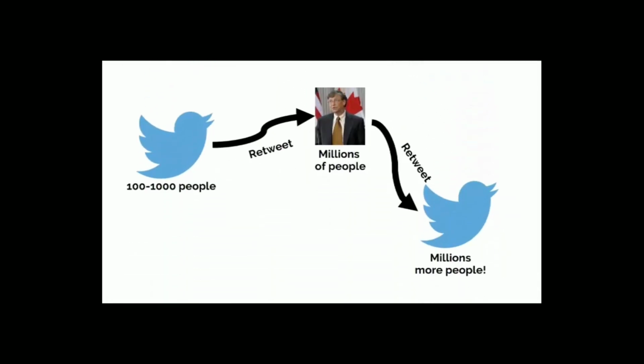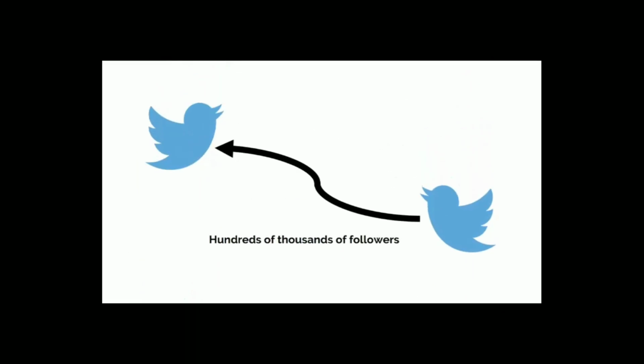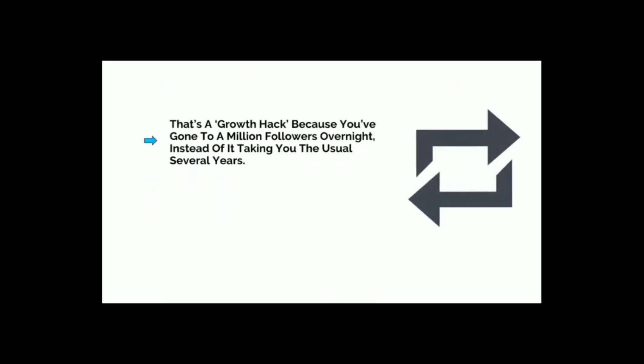But imagine if your post were retweeted by someone like Bill Gates. Suddenly, that message will be seen by millions of users. He currently has 24.6 million followers, thousands of which will probably retweet it to their thousands of followers. Some of Bill Gates' own followers would probably have millions of followers in their own right, so this effect would be repeated potentially many times over. You would get hundreds of thousands of new followers this way and would increase your influence drastically overnight. That's a growth hack because you've gone to 1 million followers overnight instead of taking it the usual several years.